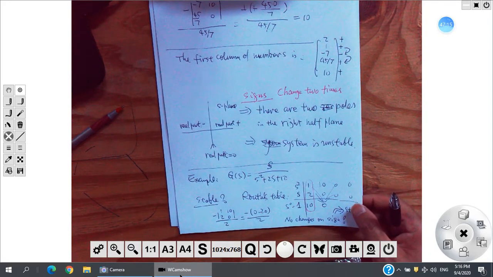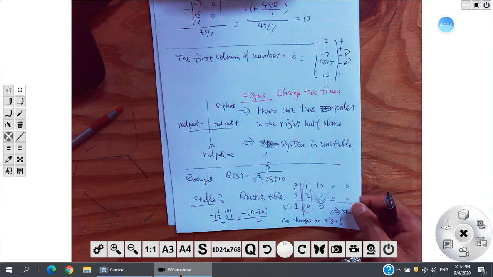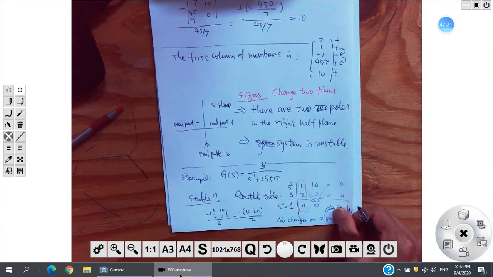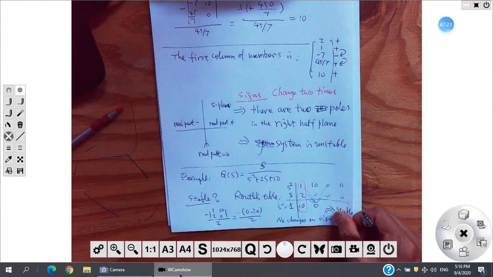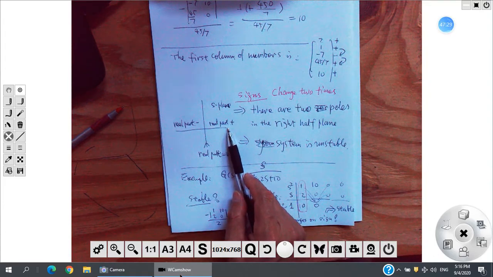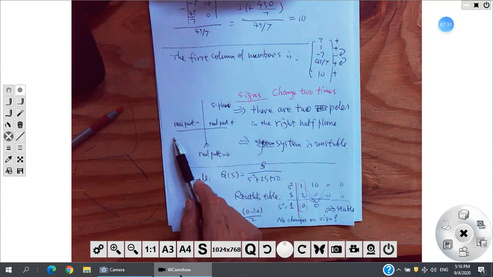Now we have two ways to find the stability of a system. First way, we find all the poles. If some are on the positive side, it is unstable. If all of them are on the right side, it is stable.